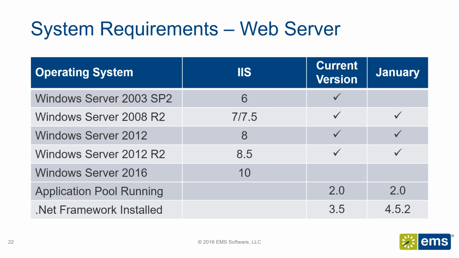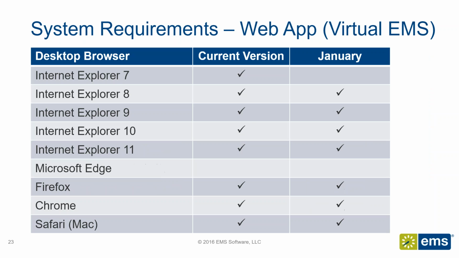On the web server side, the Windows Server 2003 and IIS6 combination is not supported anymore. We have not added the support of Windows Server 2016 and IIS10 at this time, so it's calling out what we have not added support for. On the application pool running, you still need to use .NET Framework 2.0, and the .NET Framework that needs to be installed on the web server has now been updated to 4.5.2 instead of 3.5.